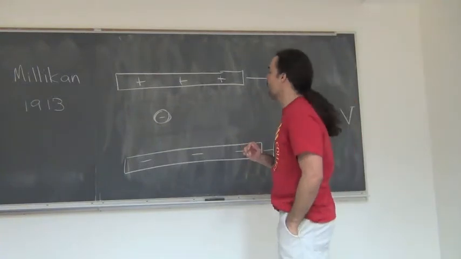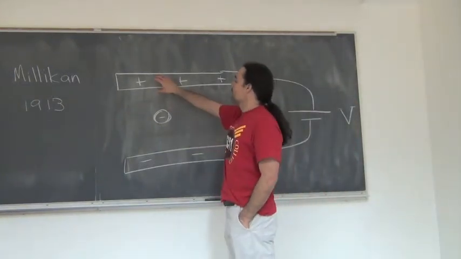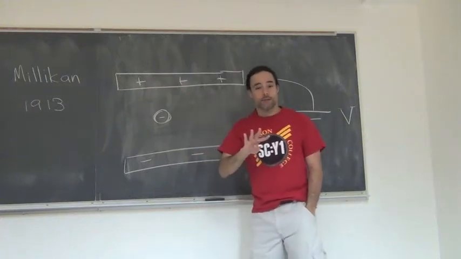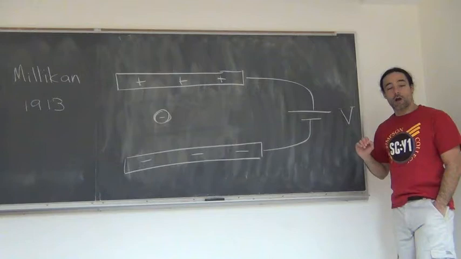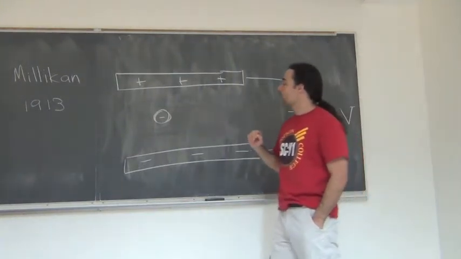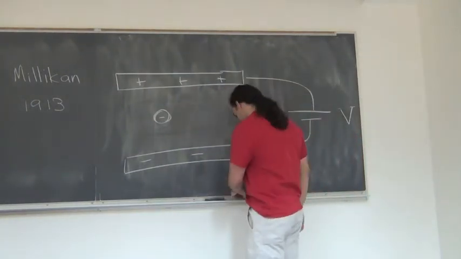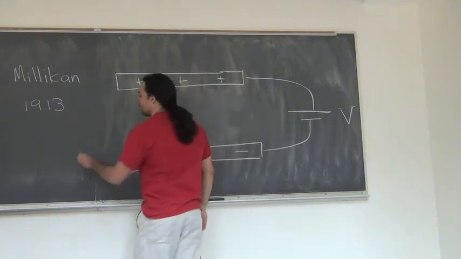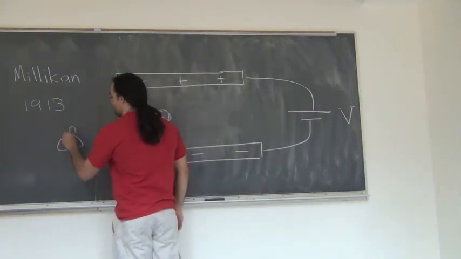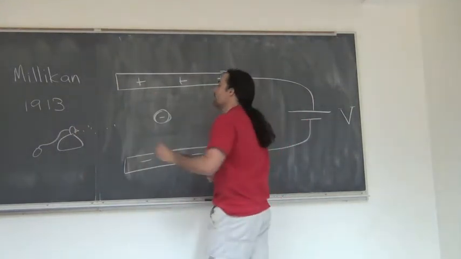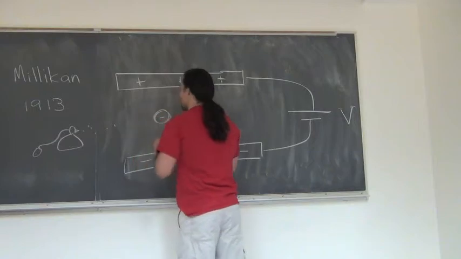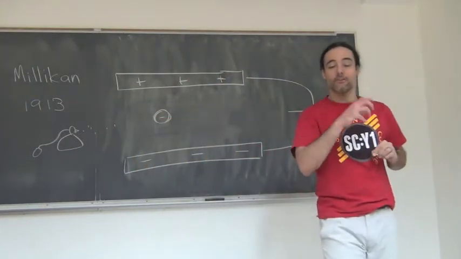What his idea was, he said, all right, I'm going to take a parallel plate capacitor, top plate, bottom plate, we're going to apply a voltage across, and we're going to spray some oil in between those plates. So they took essentially an old-timey perfume bottle, and sprayed this mist of oil into the plates. And you're going to have some oil droplets that are passing through the plates.